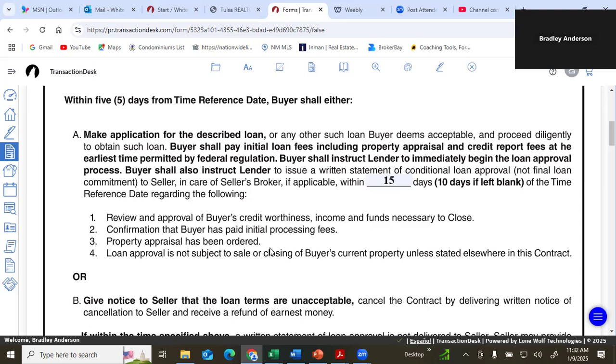So it's really best practice to make sure that your buyer already is pre-approved with a lender before you even go out and look at homes, because they're going to have to provide all of this once the contract is signed. And then lastly, loan approval is not subject to the sale or closing of buyer's current property unless stated elsewhere in this contract. And there is a space for that. But basically, if this is not a contingency offer, meaning that the buyer doesn't need to sell their current home to buy this home, this is all that this statement is verifying. Okay, so they have 15 days to do that.